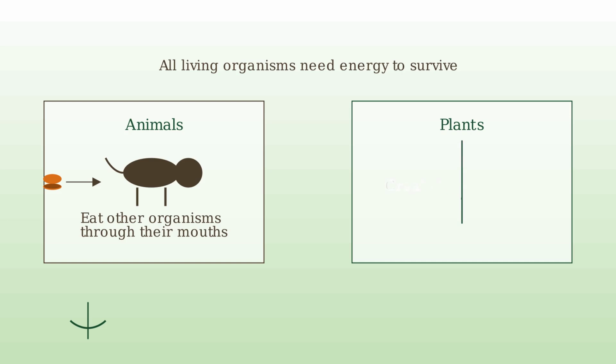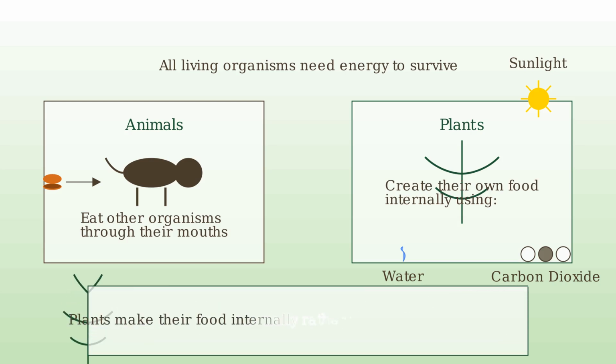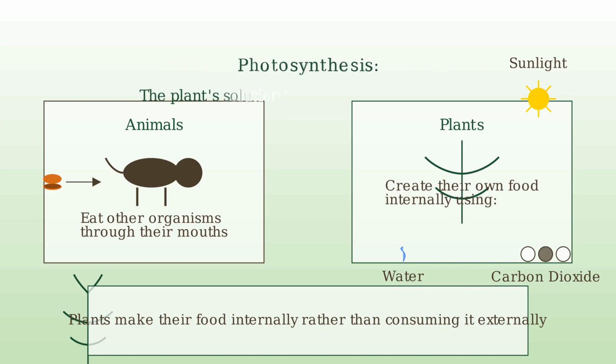Plants, on the other hand, have evolved a remarkable solution. Instead of consuming food, they create it internally. Plants use sunlight, water, and carbon dioxide to produce their own food through a process called photosynthesis. This remarkable adaptation means plants make their food internally rather than consuming it externally like animals do. This incredible process, called photosynthesis, is the plant's solution to the challenge of eating without a mouth.